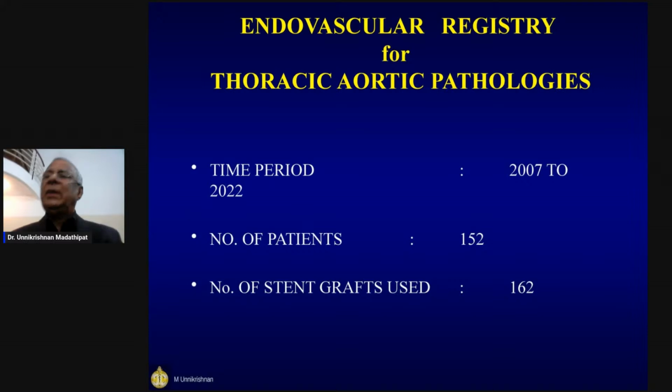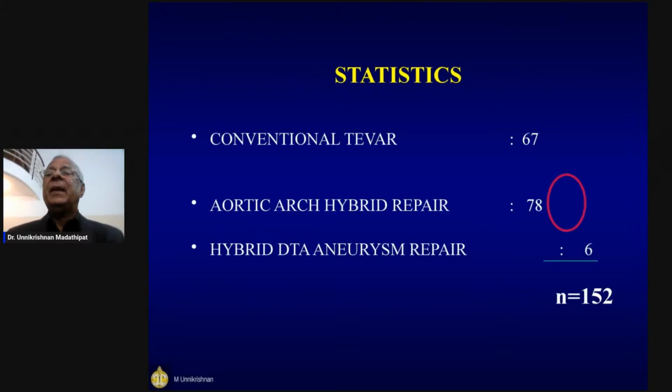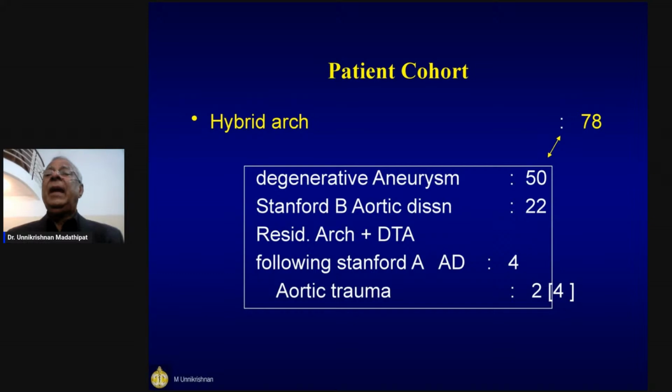2007 to 2022. We started doing this in 2007. I have a personal series of 152 patients, and grafts used. Some of the patients require 2 grafts for an extensive lesion. We have used it in 10 patients that way. And 78 patients are in the hybrid arch group to make a total of 152. And this I have already explained in detail.